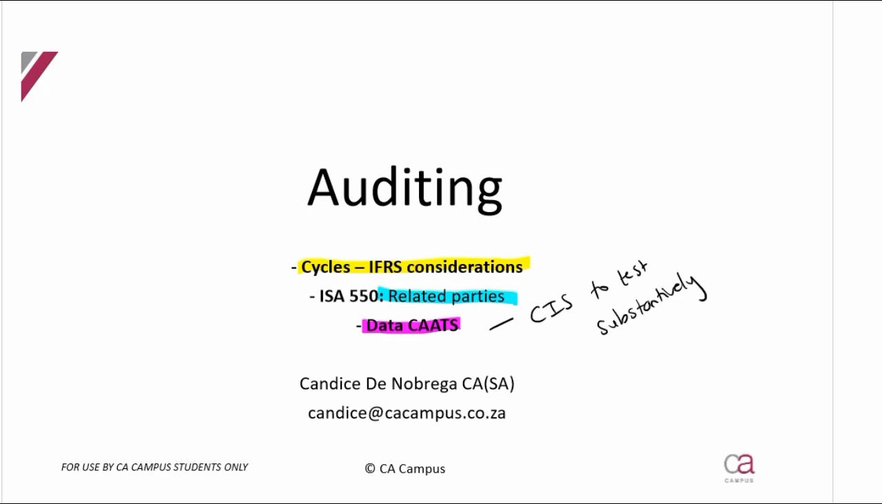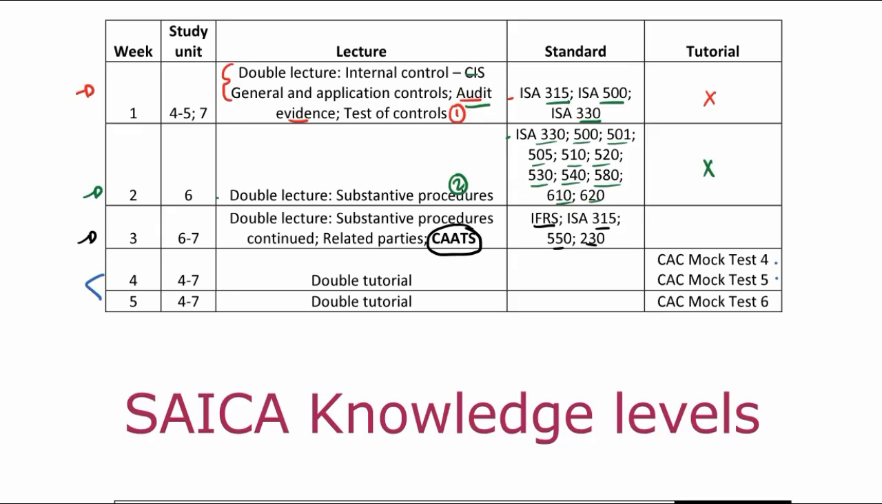Okay, let's quickly go and have a look at your schedule and the SACA knowledge levels for what we're addressing today. So guys, into the schedule, and you can see we are looking at week 3. It's again a double lecture. So we are finishing substantive procedures today and we'll address related parties, which is your ISA 550 and CAATS, computer information systems. I say 230, guys, we'll do at a later stage.